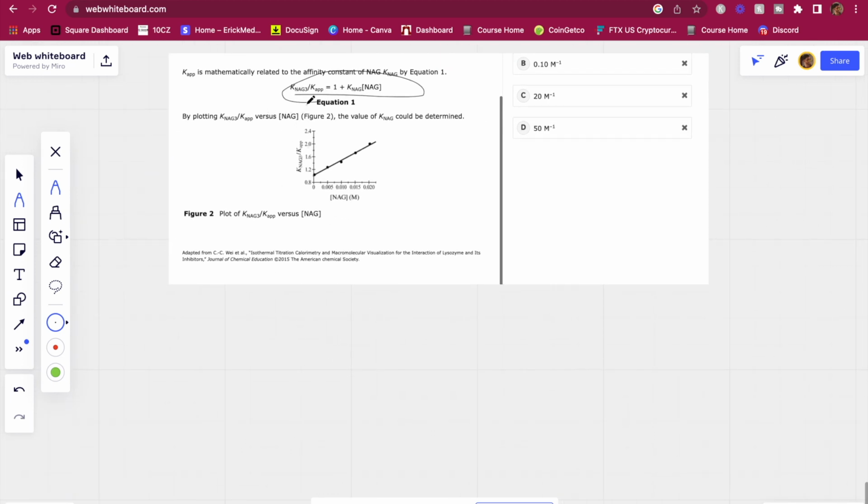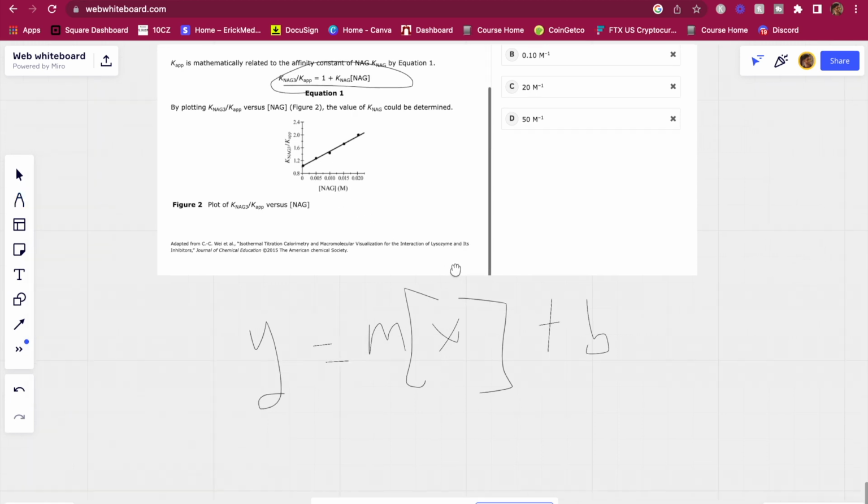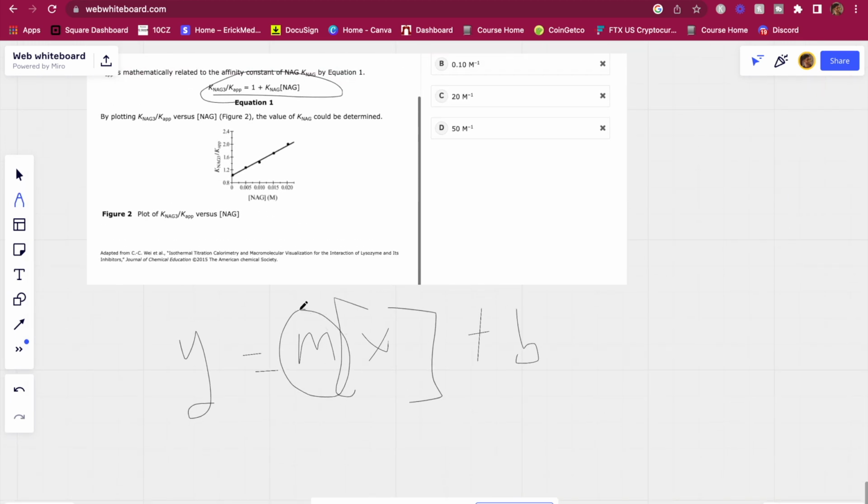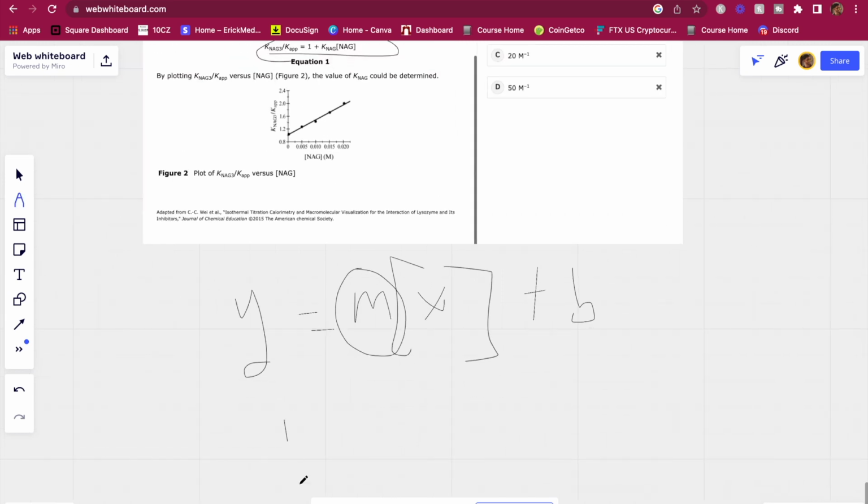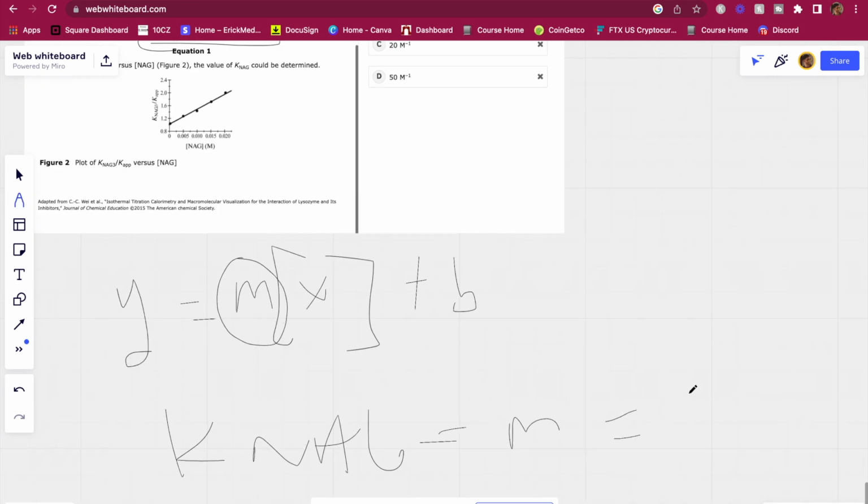So when you see this, think y equals mx plus b. KNAG3 over KAPP is equal to the y. K NAG times NAG is mx. So K NAG is m, the NAG is x, and the plus 1 is the b. So 1 equals b, x equals NAG, K NAG equals m, and y equals KNAG3 over KAPP. M is the slope. So K NAG is equal to m, which is equal to the slope.